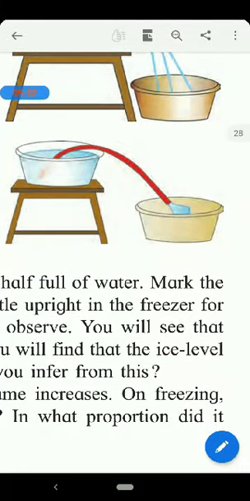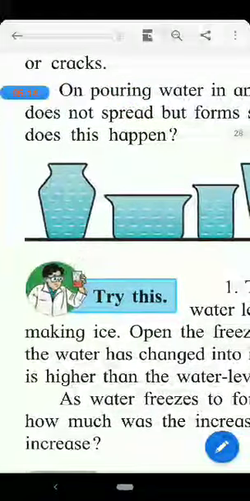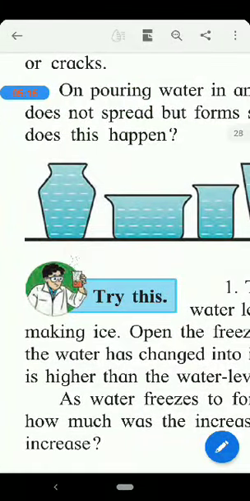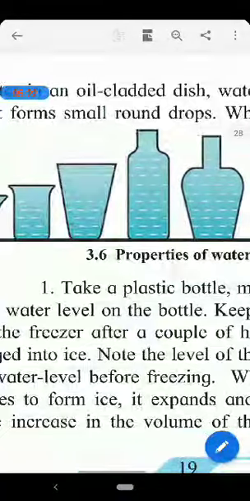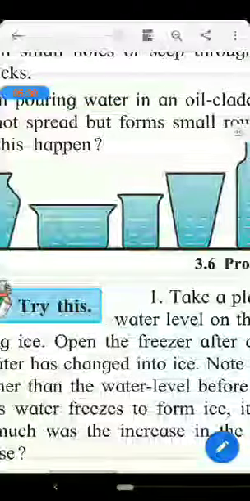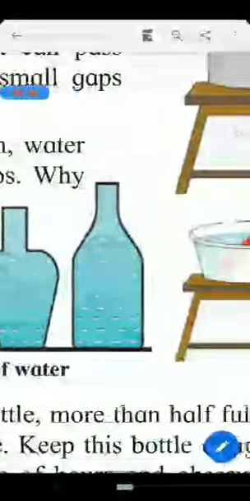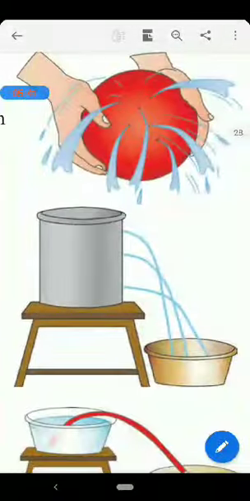Third, we saw this picture. In this we can say the property: water always flows from a higher level to a lower level. And from this diagram we can say that water does not have a shape of its own. Whichever container we fill, it will take the shape of that container. So water does not have its own shape, but it definitely has volume and mass. These are a few properties of water.